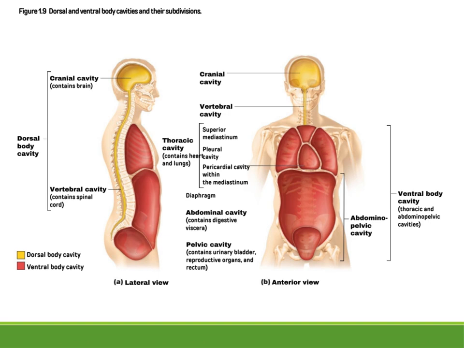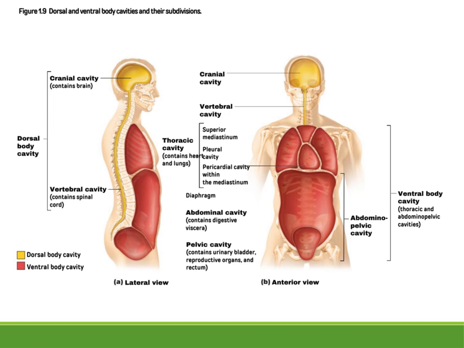All right, here are the body cavities. Let's look at the dorsal body cavity in the image on the left in yellow. We have the cranial cavity up top, and then the vertebral cavity down below. So what's in the cranial cavity? The brain. What's in the vertebral cavity? The spinal cord.